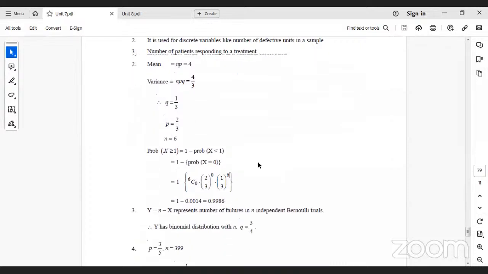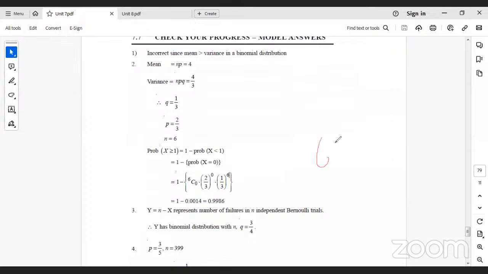Probability of x greater than 1 is 1 minus probability of x is 0, which is 1 minus 6C0 into (2/3) to the power 0 into (1/3) to the power 6. Tell me the value of 6C0. It is 6 factorial by (6 minus 0) factorial 6 factorial, so it is 1. (2/3) to the power 0 is 1, so 1 into 1 into (1/3) multiplied 6 times. What does that come to?